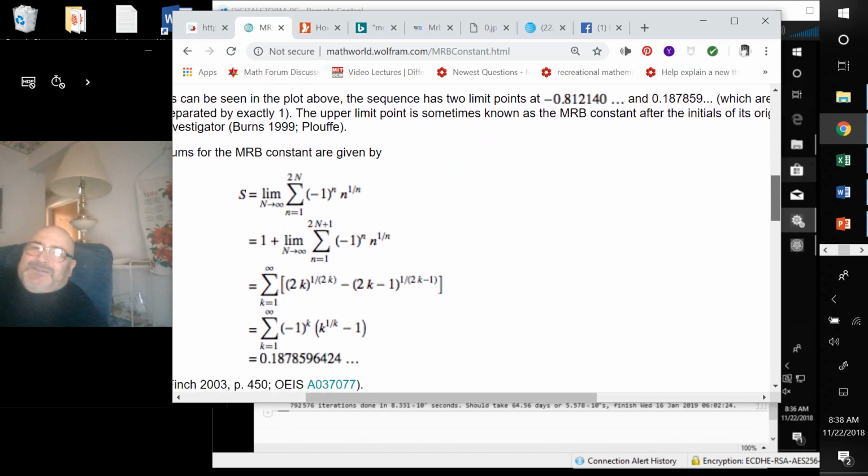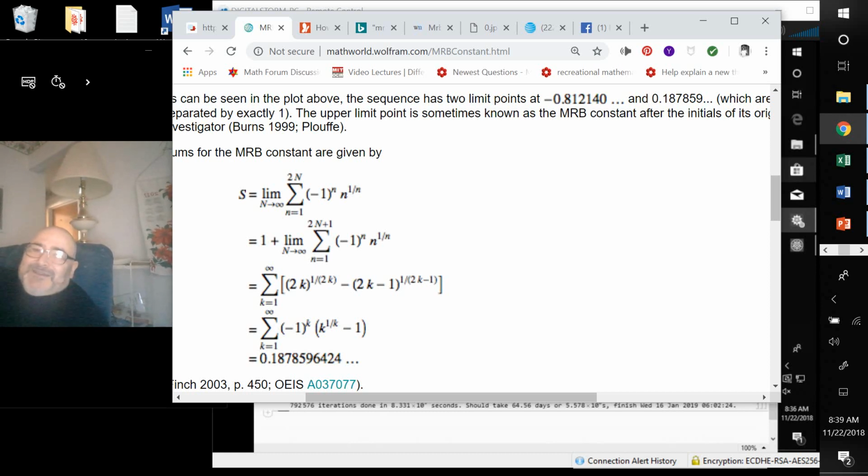And when you want to see a convergent series, which is good, we've been talking about divergent series until now, but the MRB constant is a convergent series. This fourth line is a convergent series. It's not absolutely convergent, but it's convergent. We'll see an absolutely convergent series involving the MRB constant in a little bit.